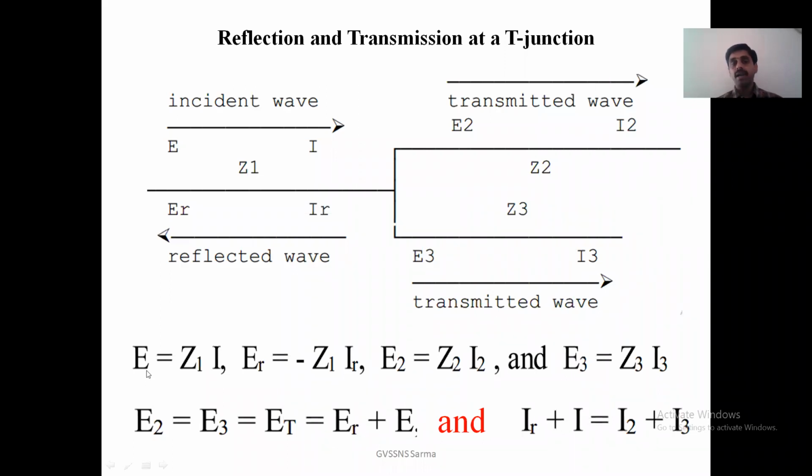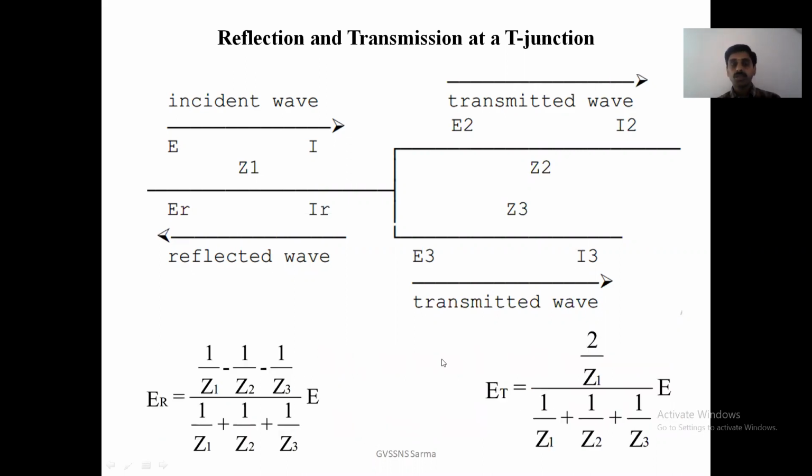Then we can write the incident value: E is equal to Z1 into I. What is the reflected value? Because it is the opposite value. If it is open circuit, reflection is equal to incident. If it is not open circuit, it is the opposite of that value, minus Z1 into IR. Okay, minus value. So E2 is equal to Z2 into I2. E3 is I3 into Z3. Therefore, these two are parallel. E2 is equal to E3, which is equal to the transmitted voltage, which is equal to ER plus E, incident plus reflected voltage. And you know that IR plus I, incident plus reflected current, is equal to I2 plus I3, the sum of these.